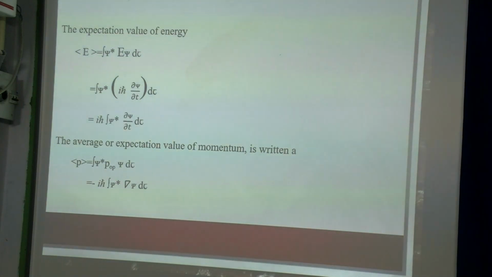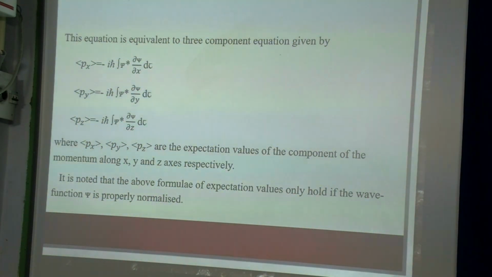Next, let us calculate the expectation value of energy, which is given by E equal to integral psi star E operator psi d tau. Let us substitute for E the operator concerned, which is given by i h cross dou by dou t. Therefore, this equation becomes i h cross integral psi star dou psi by dou t d tau. Similarly, for momentum, P equal to integral psi star P operator psi d tau. Let us substitute the P operator as minus i h cross del. Then this expression becomes, since i h cross is constant, let us take it outside the integral. So minus i h cross integral psi star del psi d tau.